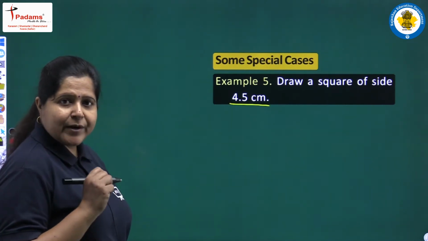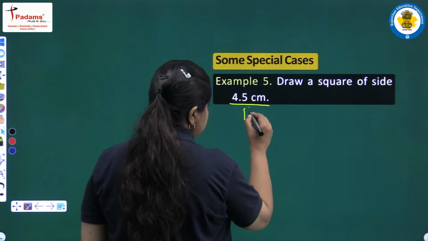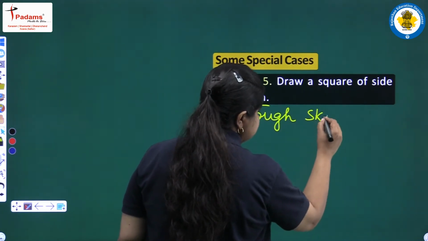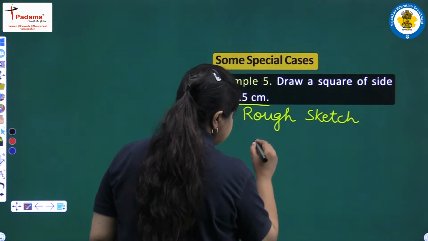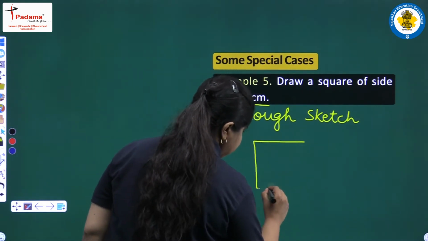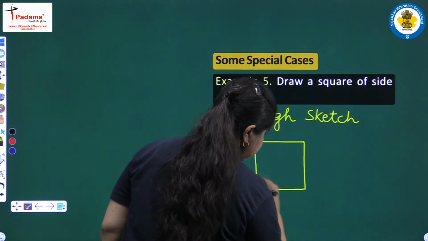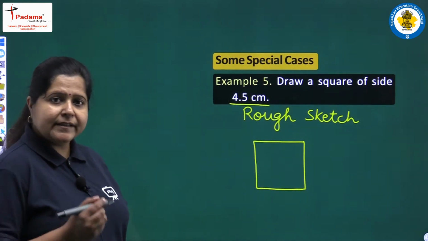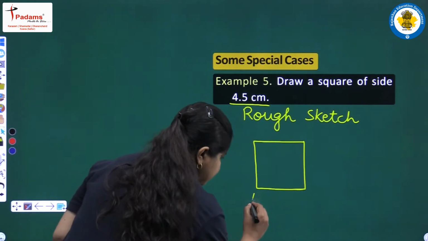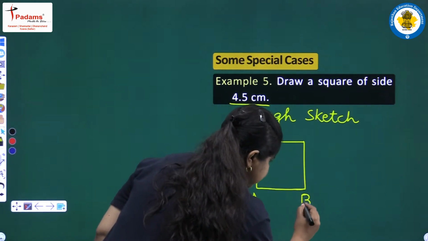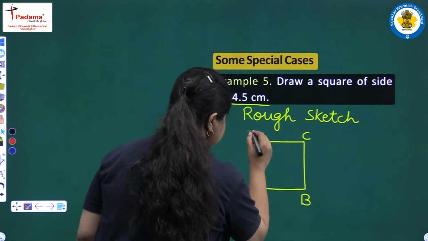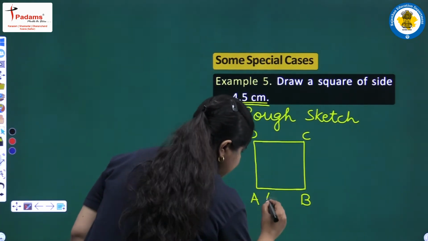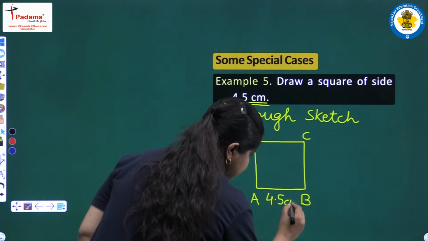So first we will draw its rough sketch. We all know how a square looks like, and so it's easy to draw its rough sketch in this way. Now its name is not given in the question, so we will take the name of our own. I am naming it as ABCD. You can give other name also. Then let us write this side which is given here, 4.5 centimeter.